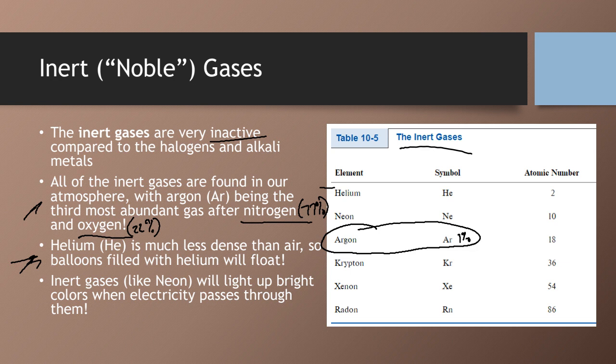And then these inert gases, also like neon, will light up bright colors if you pass electricity through them. So if you put the gas into a tube, in a vacuum tube, where it's just the gas, and then you pass electricity through that tube, right, you excite the electrons inside of the atoms, they glow. That is not the same as being conductive. But this is why you see neon lights all over the place. If you break the tube with the gas inside of it, the light won't work anymore.